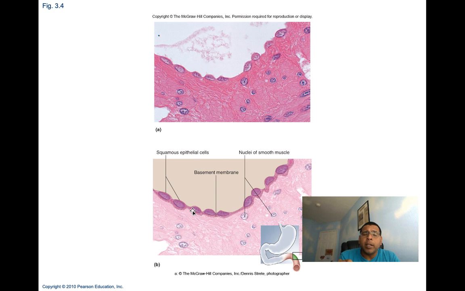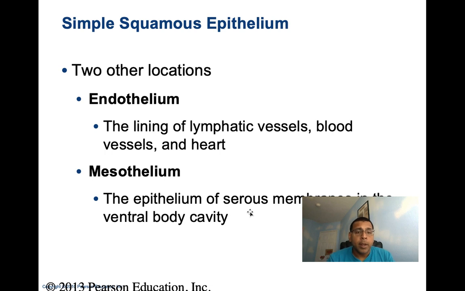Now in mesothelium and endothelium, I'll never ask you to identify apical surface and basal surface because you're looking at the apical surface. When we move to the lab, I'll show you that. Other than that, if I show you a picture like this, you should be able to identify apical surface and basal surface. So again, here's some muscle and connective tissue, all down here providing support to the epithelium up here. So those are two other locations: endothelium and mesothelium.